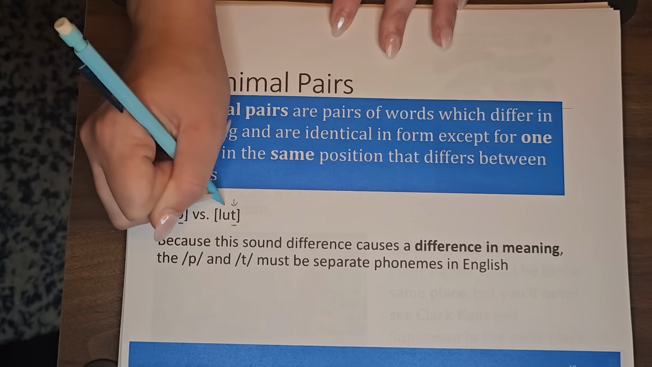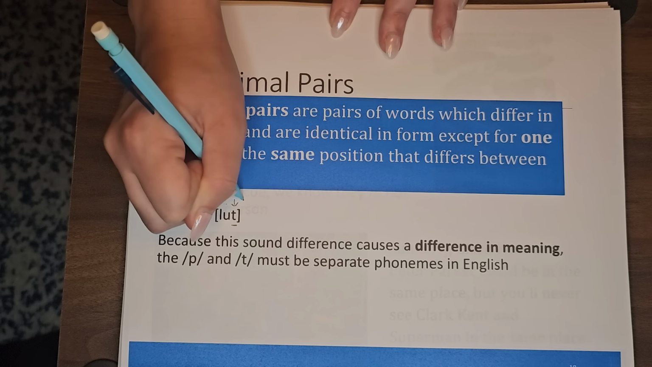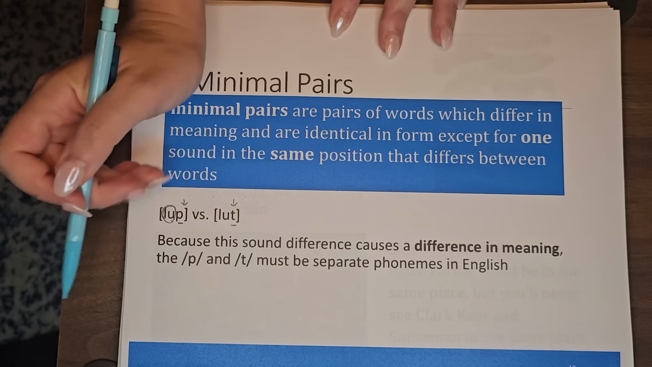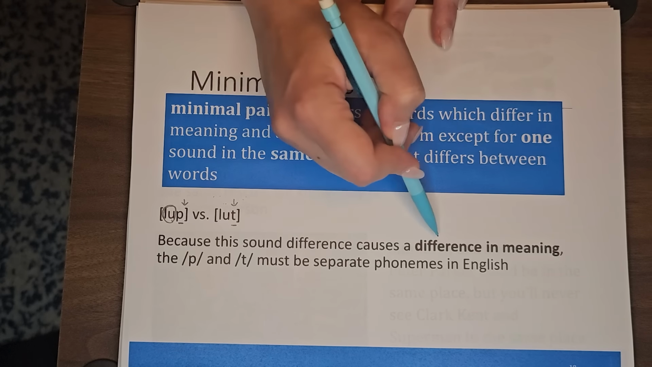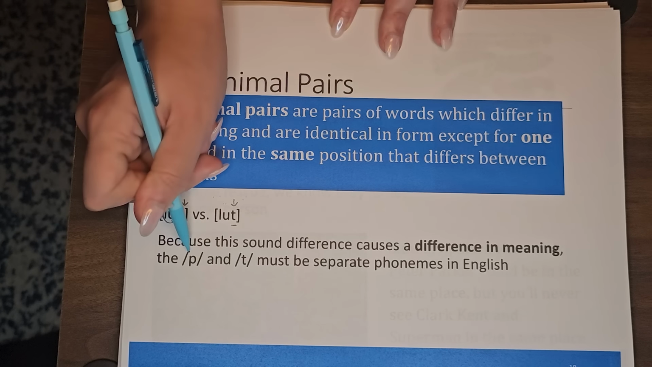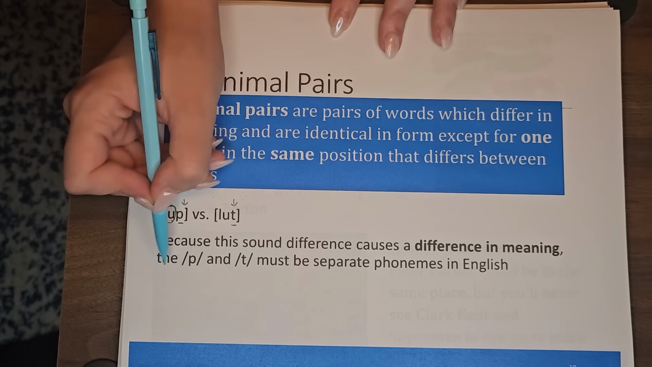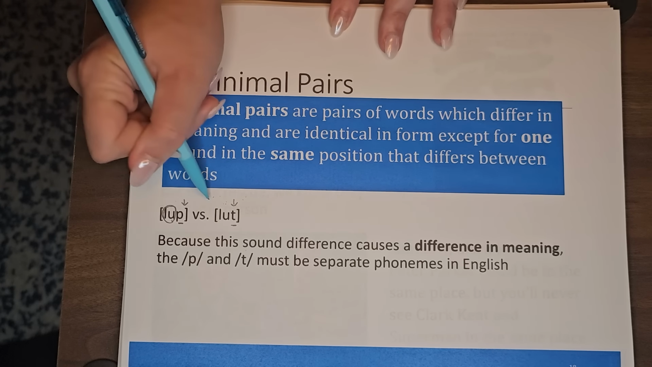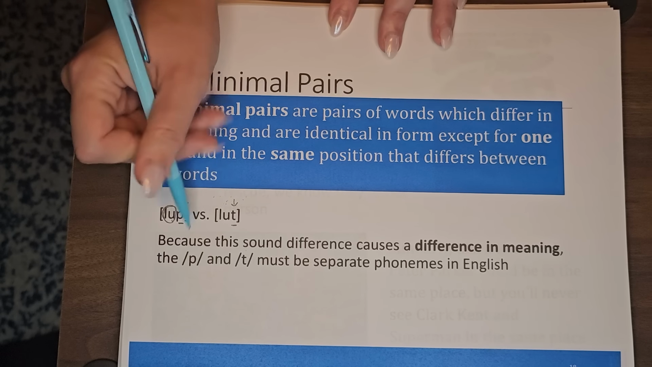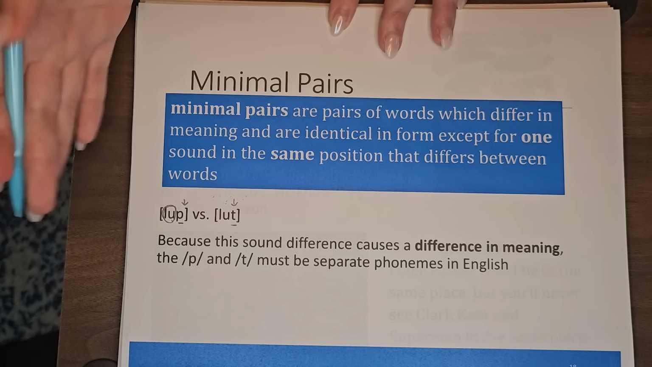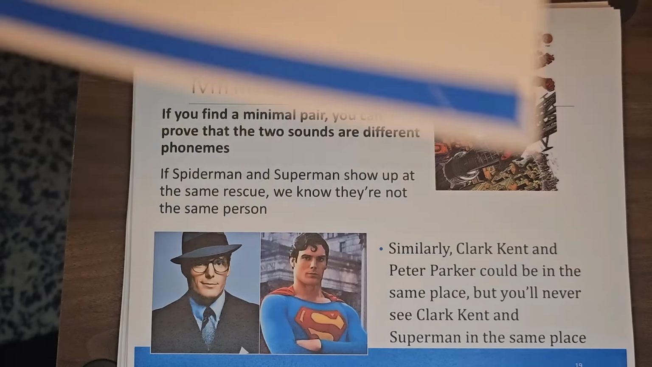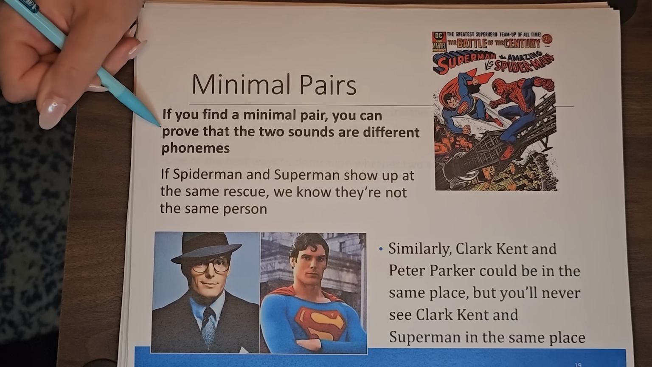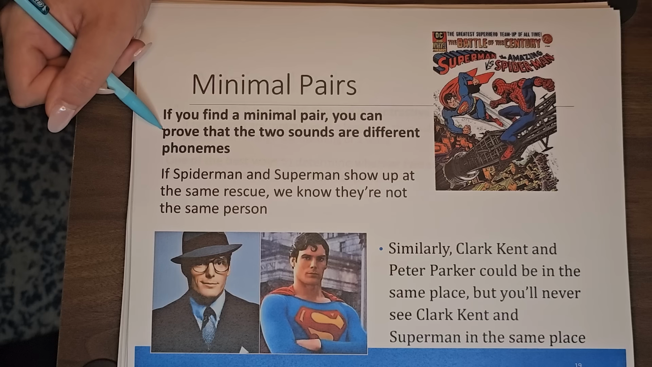So loop and lute are minimal pairs, but tool and lute are not. Because this sound difference causes a difference in meaning, we can say that p and t must be separate phonemes in English. Loop does not have the same meaning as lute, and the only difference is whether it ends in a p or a t. Therefore, p and t are separate phonemes. If you find a minimal pair, you can prove that the two sounds are different phonemes.